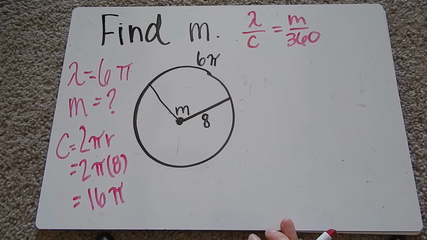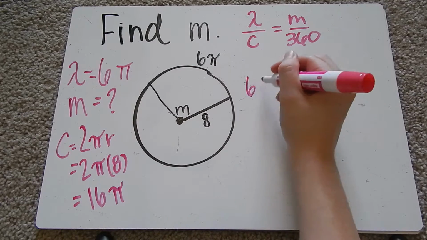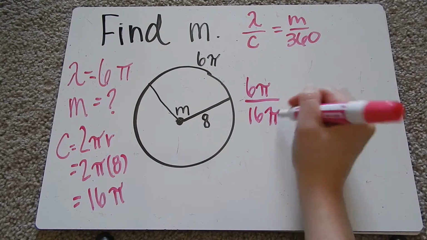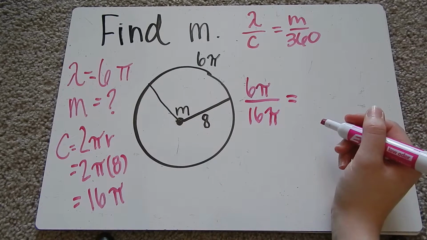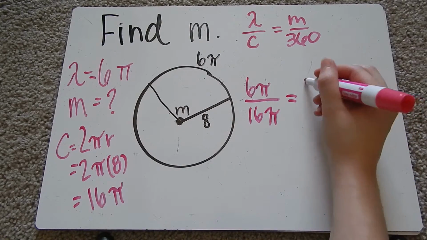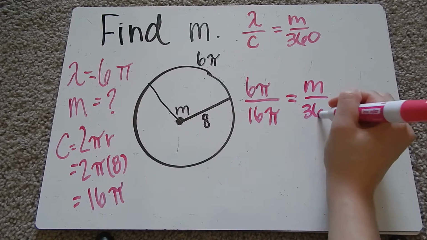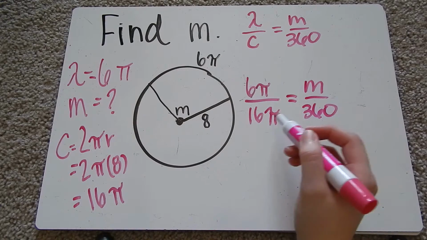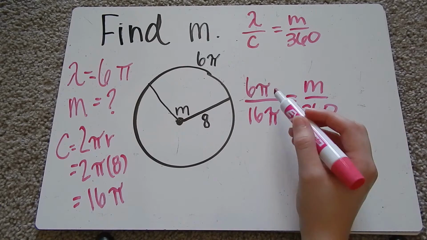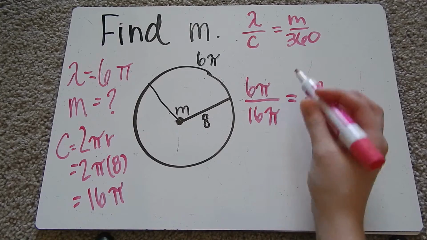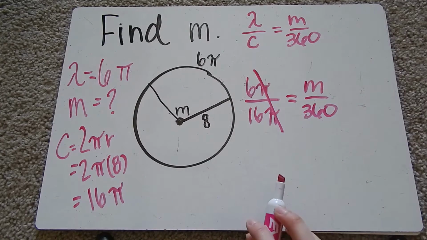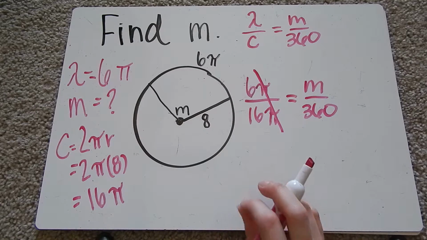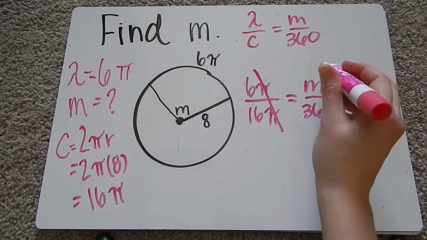Then we can plug everything in. So lambda is 6 pi. The circumference is 16 pi. Then we have m, which I don't know, so I'm going to leave it m, over 360. Now before we go ahead and cross multiply, you can see that we have a pi here and here. Those are going to 1 out. So I can just cross them out, they're no longer there, they turn into 1. And then I can cross multiply.